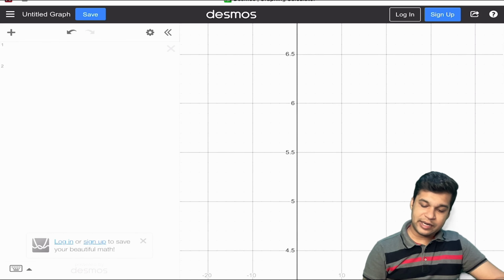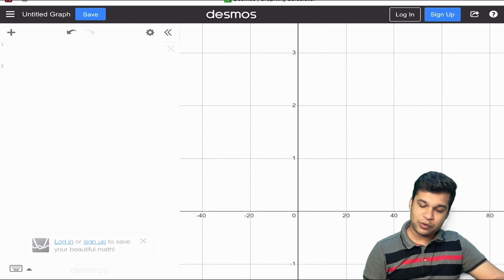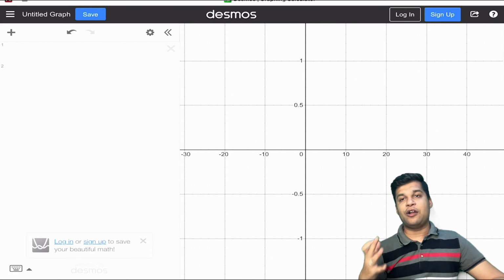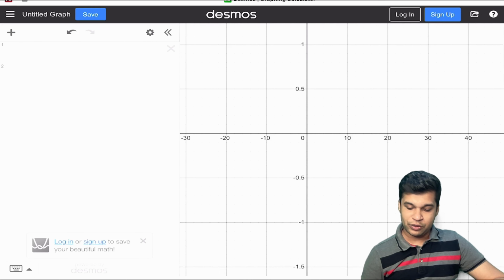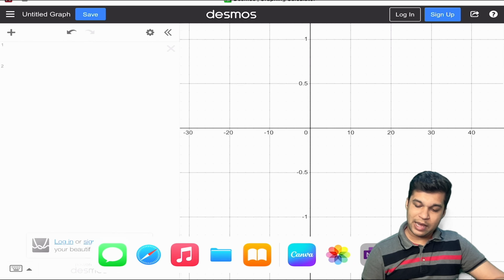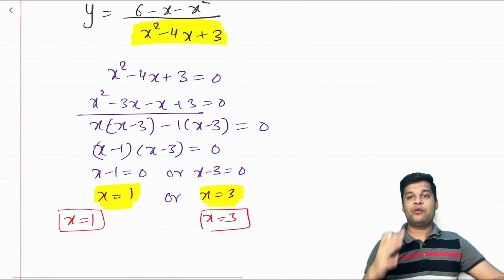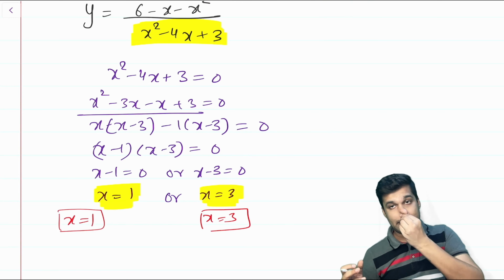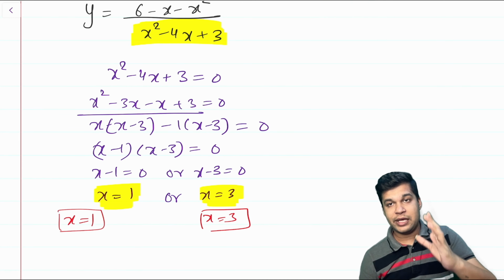So how do you find the vertical asymptote? You simply equate the denominator to 0. And that's how you get it. Okay? So now let's go back to our notes. So how to find the vertical asymptote? Equate the denominator to 0.